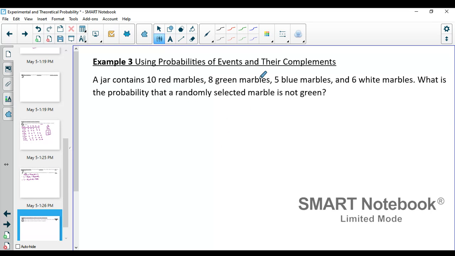So we have this example, and we have a jar that contains 10 red marbles, 8 green marbles, 5 blue marbles, and 6 white marbles. So we're going to find the probability that a randomly selected marble is not green. So the first thing we need to do is find our total number of marbles. So we're going to add 10, 8, 5, and 6, and get our total number of marbles, which is 29. Okay. So we know it's out of 29.